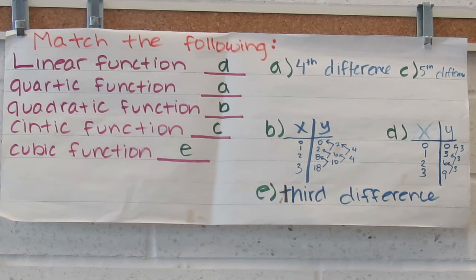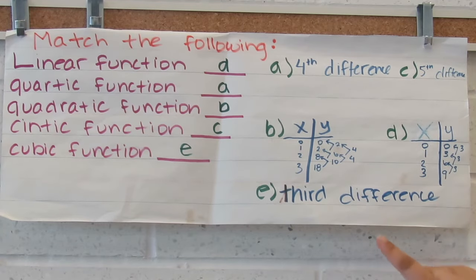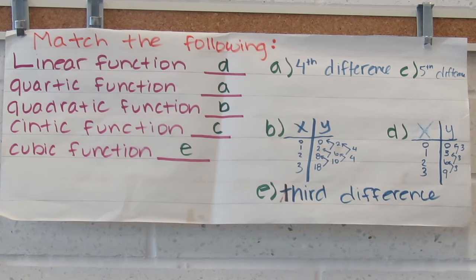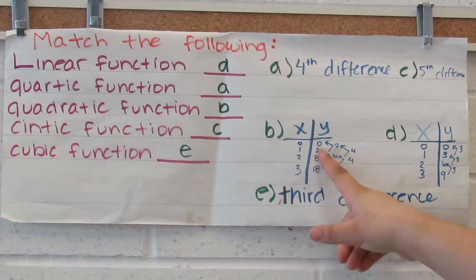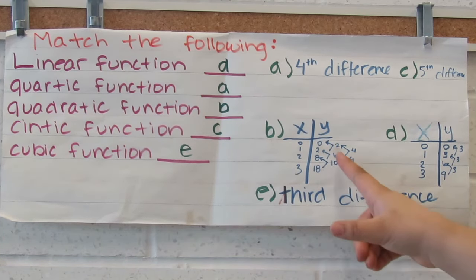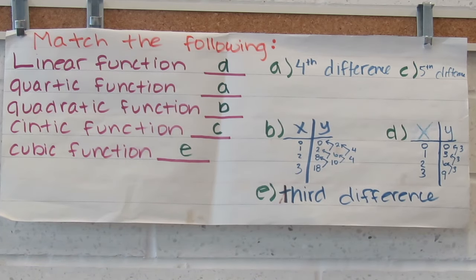My next one, a quartic function. Now, a quartic function will have a constant 4th difference. So which option over here tells you that it's going to be a constant 4th difference? It's A. So we know that my quartic function answer is A. Next, we have quadratic functions. This one over here matches the criteria of a quadratic function, as the difference that is most applicable is the second difference, and that's what a quadratic function must have.